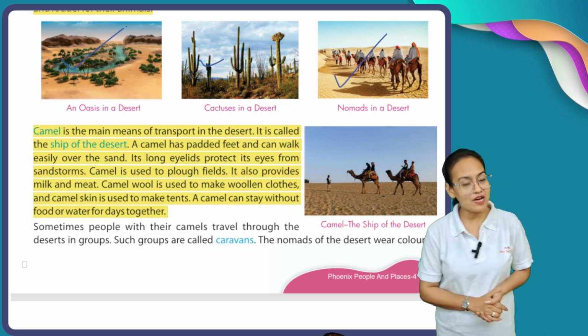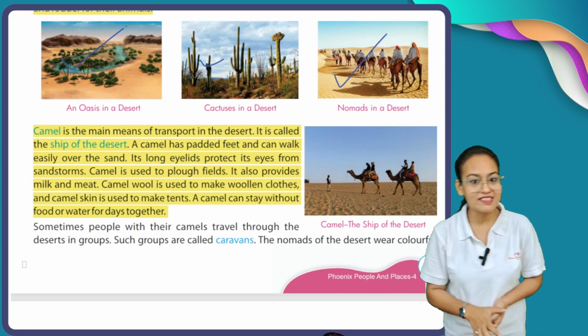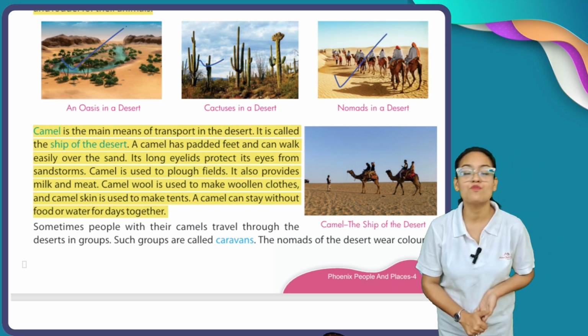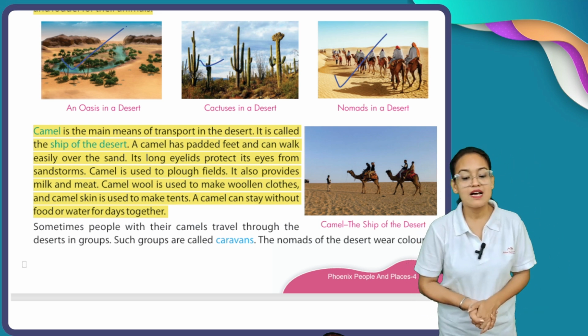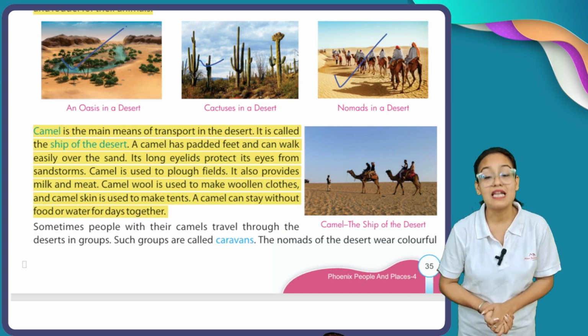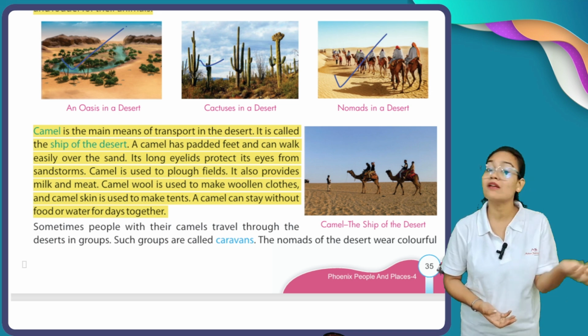And apart from that, camels have very long eyelashes, which protect them from the sandstorm. And camels are also used to plough fields in Rajasthan. Camel also acts as the food of Rajasthani people. Like they eat camel meat, and they also get milk from camel.